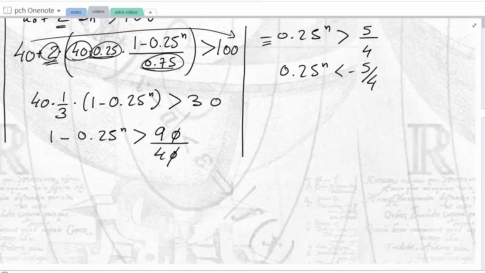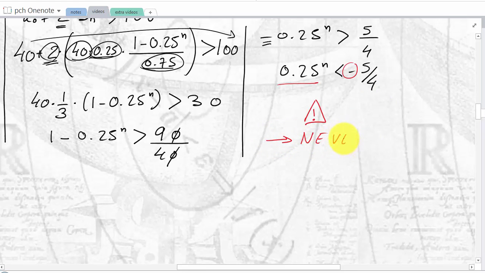And at this point, of course, we're like, what? That is not possible. An exponential can never be smaller than a negative number. So what does it mean? It means never. Okay? Never. The ball will never cover 100 feet. Why? What's going on here? Why will it never cover 100 feet?